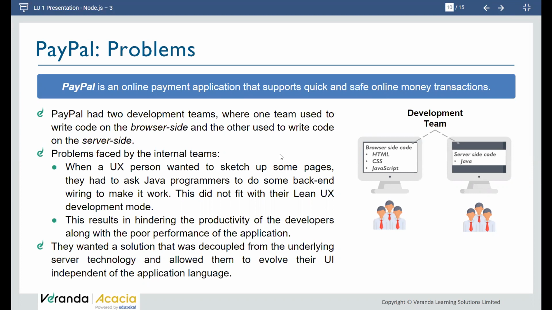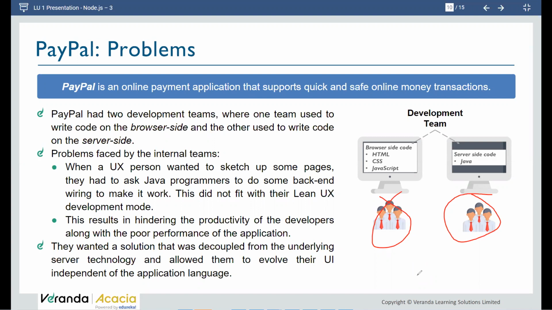See here. PayPal had two development teams, where one team used to write the browser side code, and another team the server side code. Client side people are working on one side, and this team is working on the server side. The server side was given in Java. When the UX person wanted to sketch some pages, they had to ask the Java programmer for some backend. For example, I'm giving some work to you. You are the UI designer, and you are the backend designer. Srinivas is the backend, Harish is the UI.